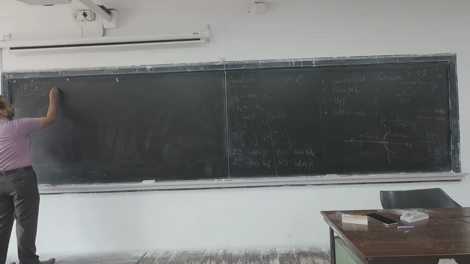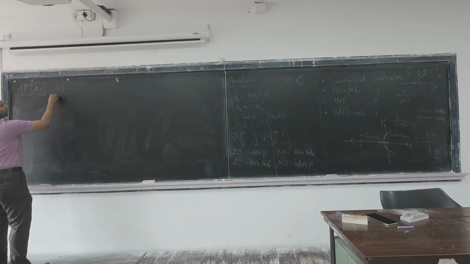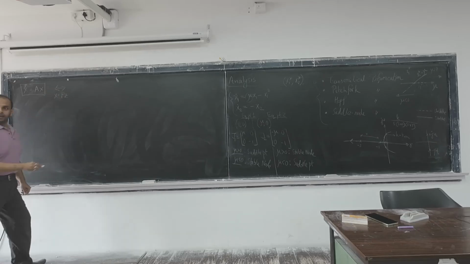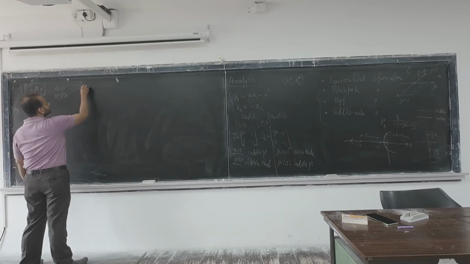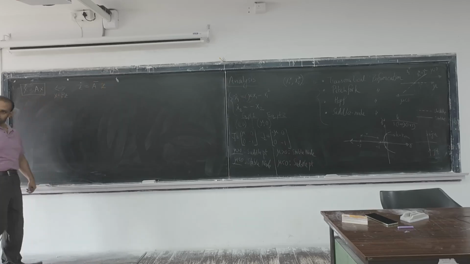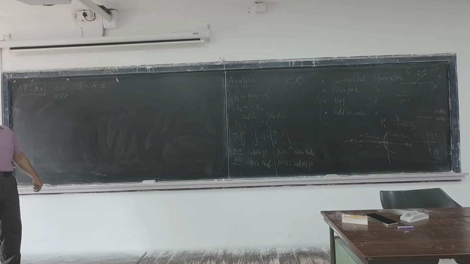From x dot equals Ax, which is what is given, we use x equals Pz, and then we got z dot equals A bar z. Both x and z belong to R^2, that is, 2 cross 1.